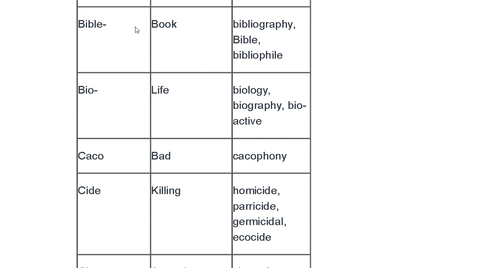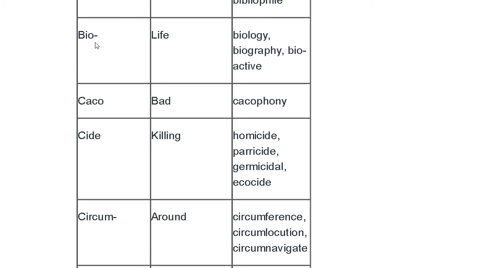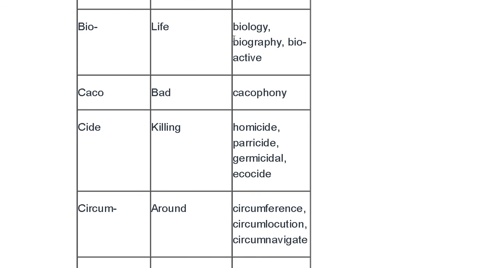Okay, then biblio we've had before. This time it says a prefix. Still means book though. Bibliography, the writing of where your books came from, what your sources are. Bibliophile, a person who loves books. Bio means life. Again, we've had before, but it's a prefix here. Biology is the study of life. Biography is the writing about a person's life.